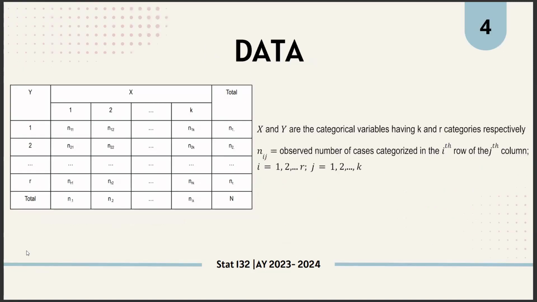So our data looks like this. We have two categorical variables, let that be X and Y, for example. We have K categories for X and R categories for Y. And O_ij represents the observed number of cases categorized on the ith row of the jth column. i runs from 1 to R, and j runs from 1 to K.